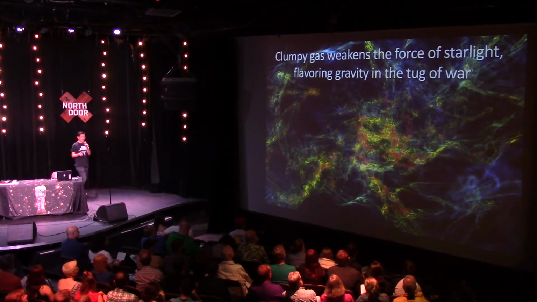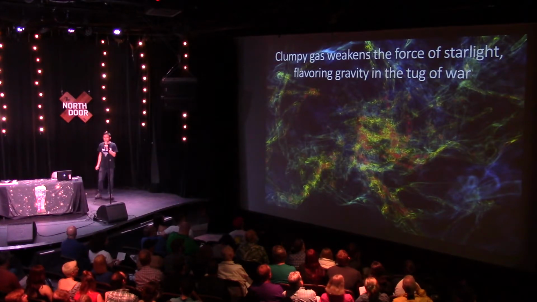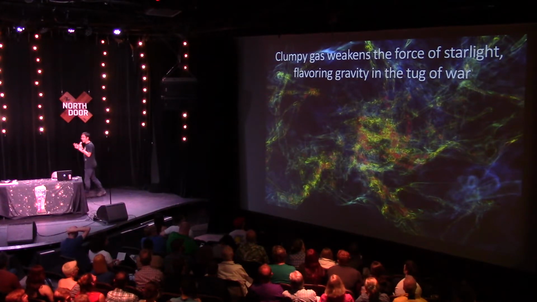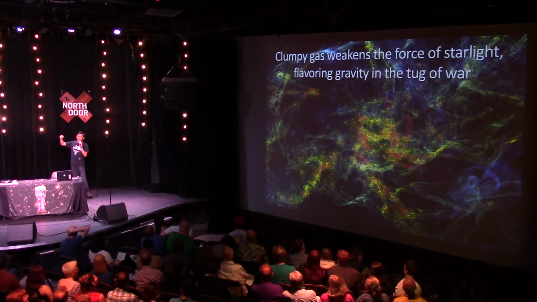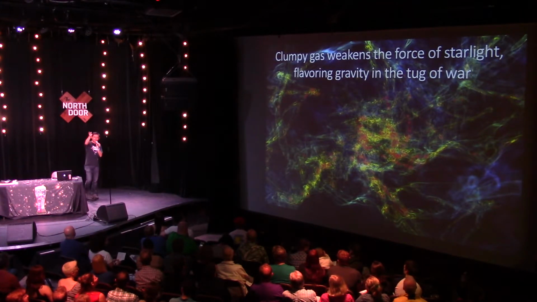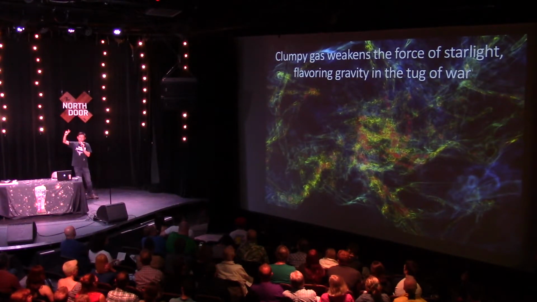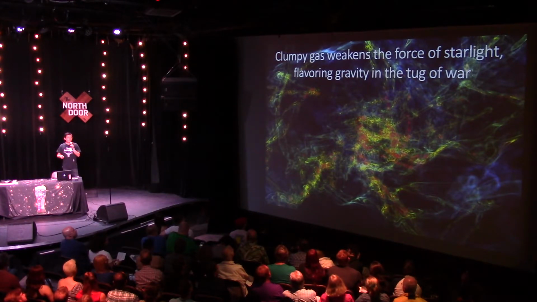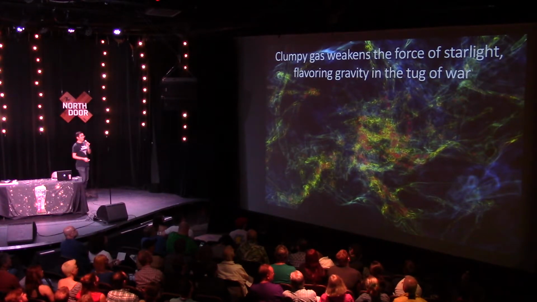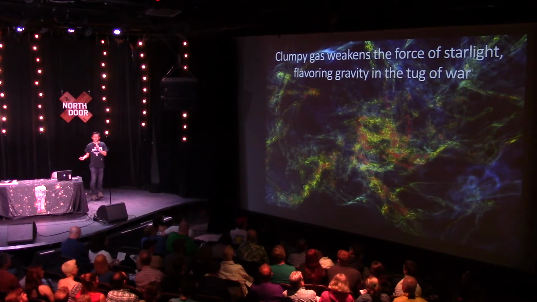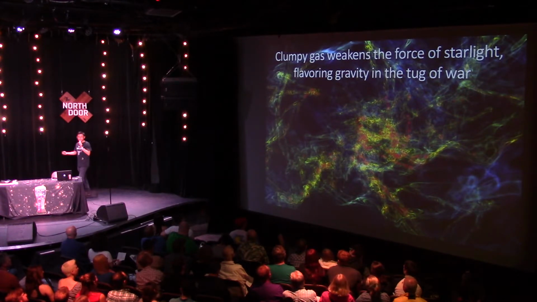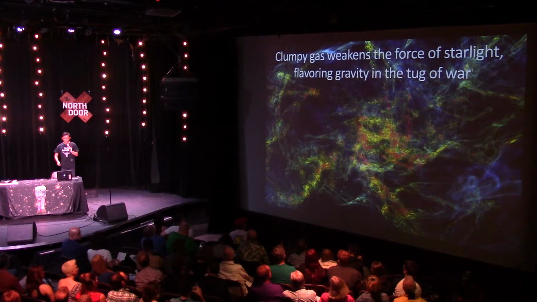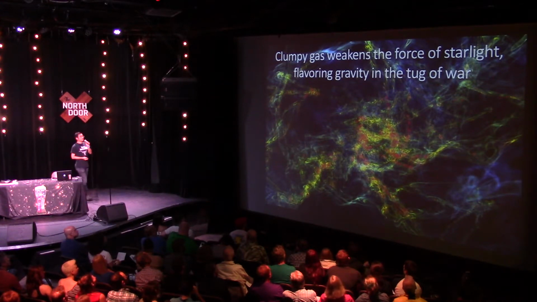So the bottom line, the takeaway of this simulation, is you see the gas distribution is very clumpy. Clumpy gas actually weakens the force of starlight. Why? Because when stars shine, the starlight tends to stream through the low density channels. They try to take the path of least resistance. They're not actually imparting that much force on the gas clouds around them. So the bottom line is this irregular distribution of gas favors gravity in the tug of war. So this is the conclusion basically for my dissertation. And so this is one view of it.